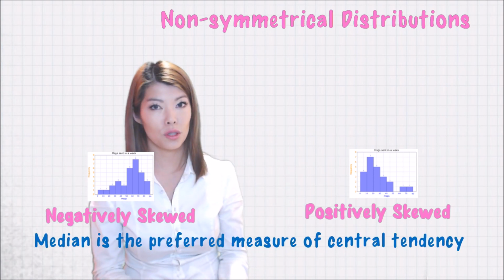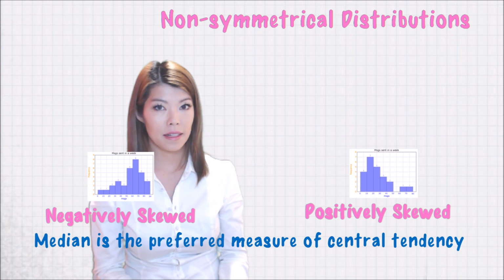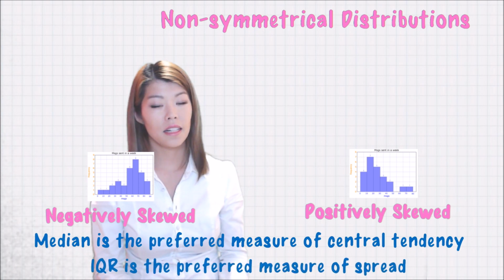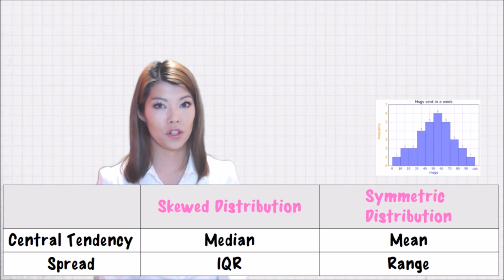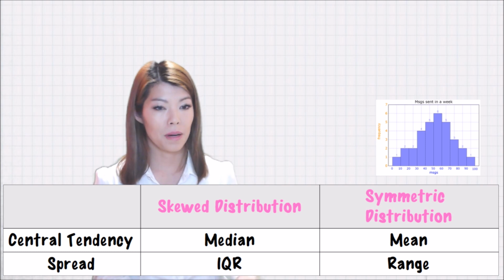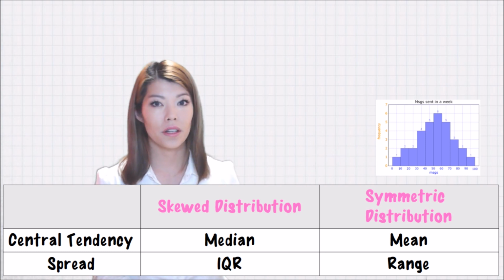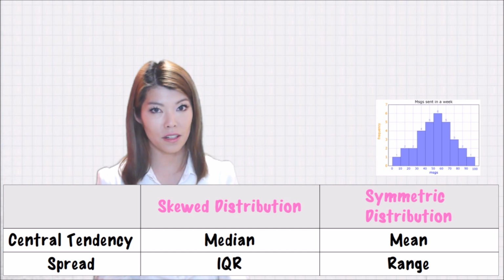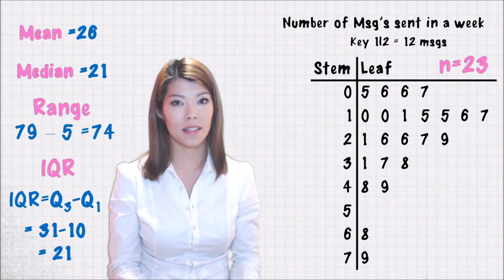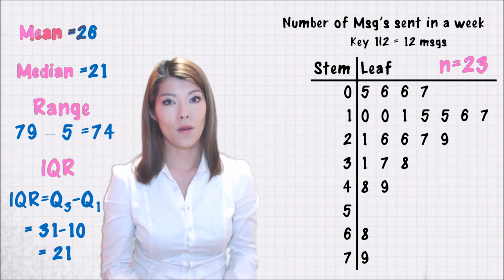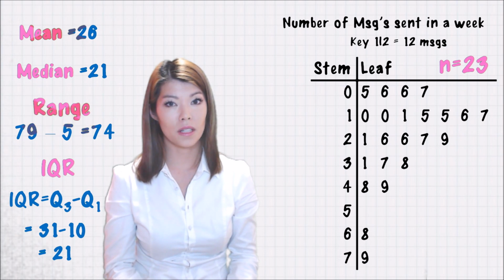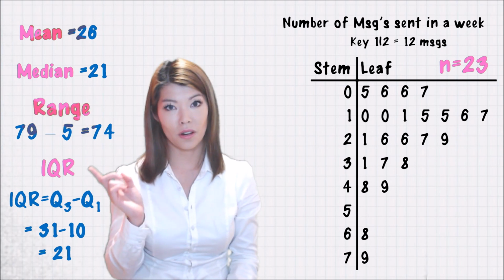In non-symmetrical distributions, it's much better to use the median as a central tendency and the interquartile range as a measure of spread. So with this non-symmetrical or skewed distribution, we're going to use median and interquartile range. But for symmetrical distributions, we're going to use the mean and the range. Looking at the previous data, we can see that it is positively skewed. So we're not going to use the mean as a central tendency, we're going to use the median. And we're not going to use the range to describe the spread, we're going to use the interquartile range or IQR.